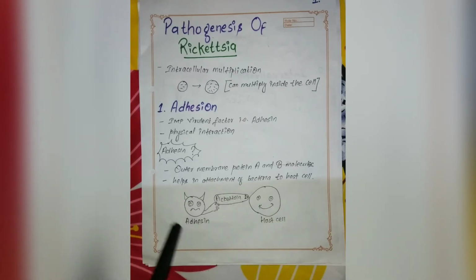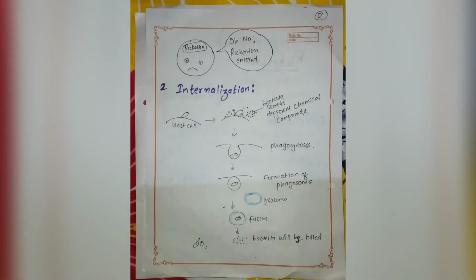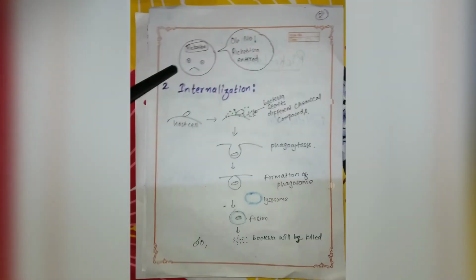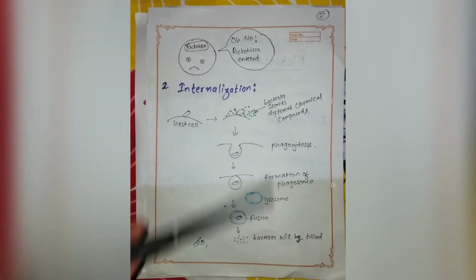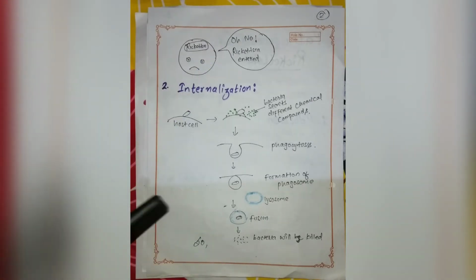Okay, this is like a cartoon picture. This is the adhesion, and adhesion is helping the Rickettsia bacteria to enter into the host cell. Okay, the host cell is smiling here just to make you understand. Okay, the Rickettsia has entered into the host cell. Okay, this cell is saying, oh no, Rickettsia has entered into me.